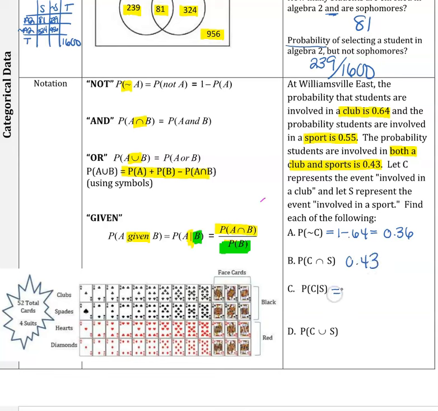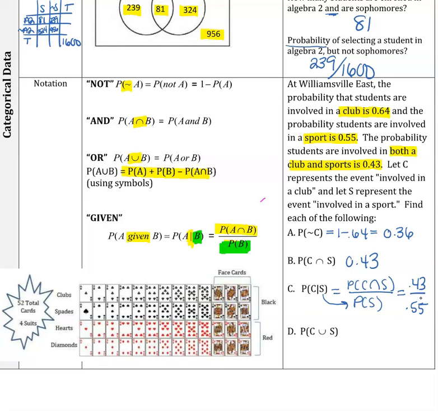Now, using my conditional rule, I know probability of club given sport is equal to probability of club and sport divided by probability of sport, because again, whatever's given goes in the denominator. I know that the and is 0.43, and the S for sports is 0.55. So that would be 43 over 55 if I reduced it by getting rid of the decimal. On a Regents, they'd probably give you some sort of rounding direction there, but for the moment, I'll just leave it like that.